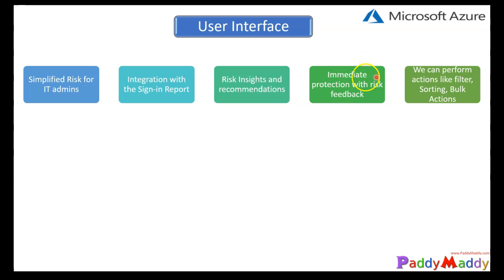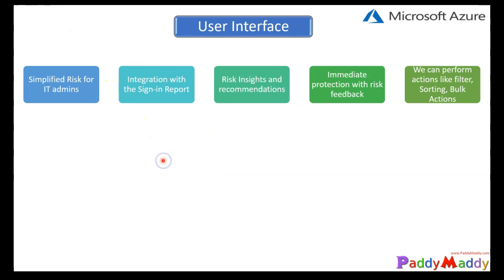And now with the immediate protection with risk feedback, you can also give feedback if you are treating that as a whitelist, or you want to take some action. You can give feedback there and then, immediately. Also you can perform actions like filtering, sorting, bulk actions, as we talked about earlier. All these actions can be done right from one console, so it's easy.